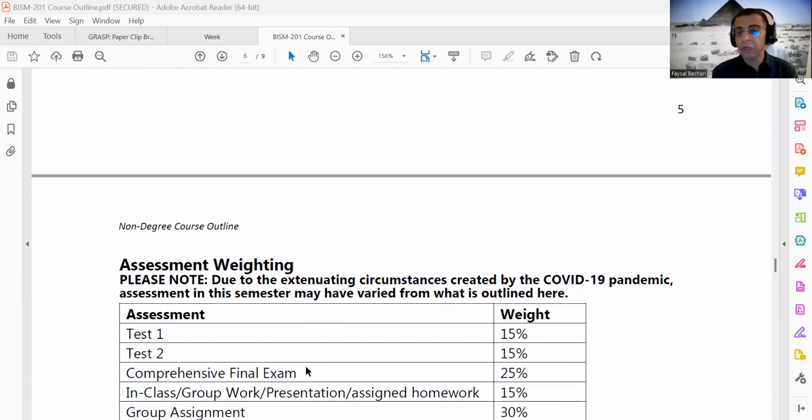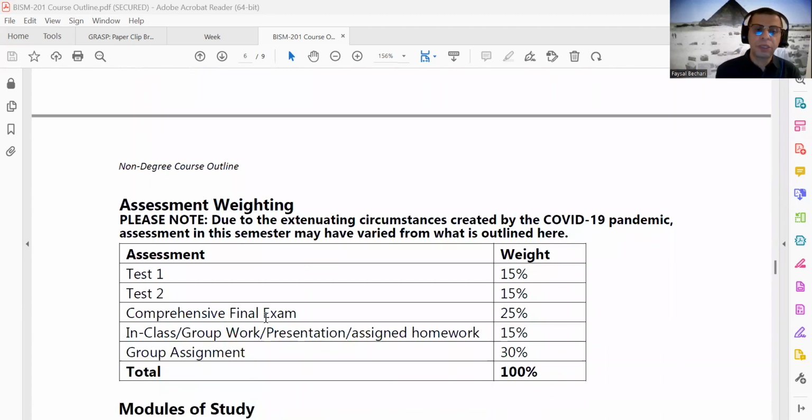Now, let's look at the assessment. So we said there is one test, which is 15%. There's a second test, you will see it in the critical path, 15%. There's a comprehensive final exam, 25%. And there is a presentation, assignment, homework, which is 15%. And then you have what you call a group assignment. The final one is 30%.